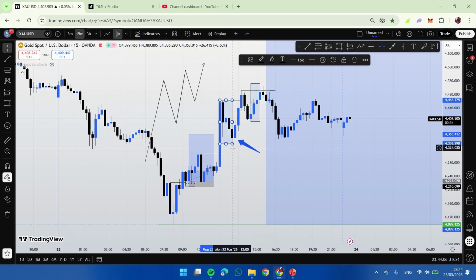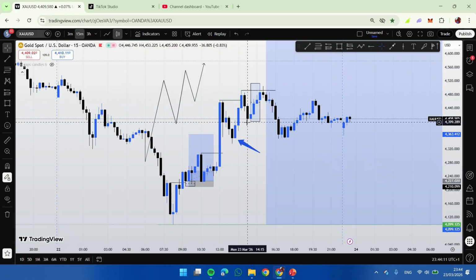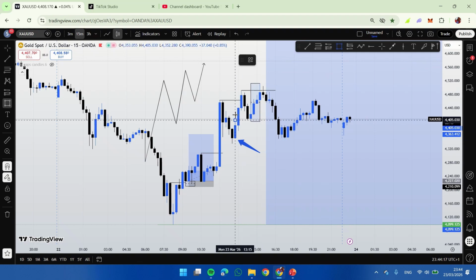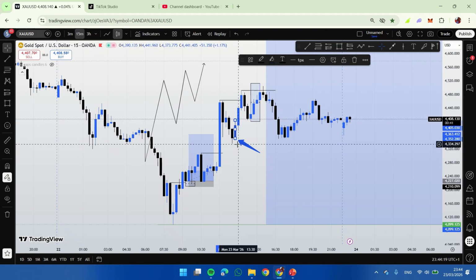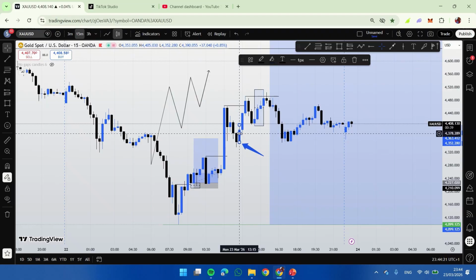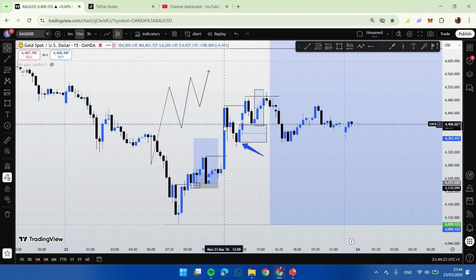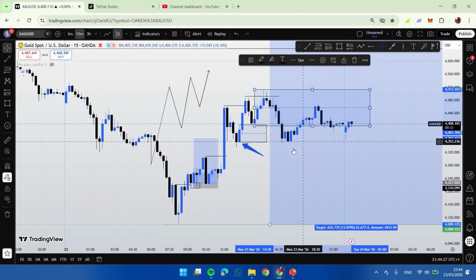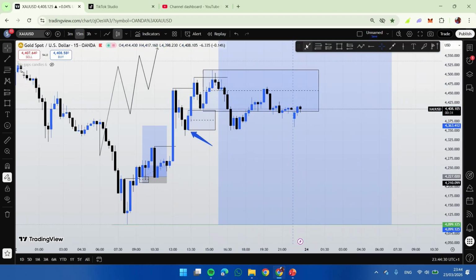That's my own strategy. But does this play out for other people? Yes, but that's not how I take my trades. This is a demand zone, and you see price mitigated and it bought.